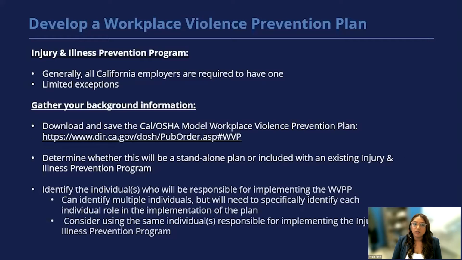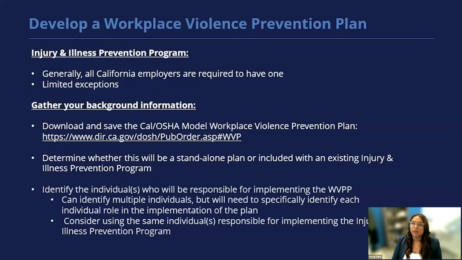So the first thing you want to do is download and save the model workplace violence prevention plan. This is a model that has been provided and developed by Cal OSHA. It includes all of this information that we are going to go over today, and it allows the employer to sit down, figure out what information they need, and plug that right in.